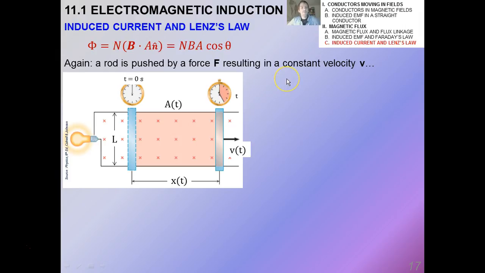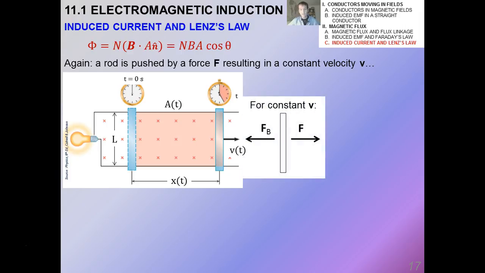Okay, and then we had this discussion where we pushed the rod with a particular force resulting in a constant velocity from left to right in this case, and we sort of derived Faraday's law by considering a case where the area was increasing. Remember, the area started off small here and it increased, and we did some mathematical tricks where we talked about the distance that the rod traveled being in terms of the speed and all this kind of thing.